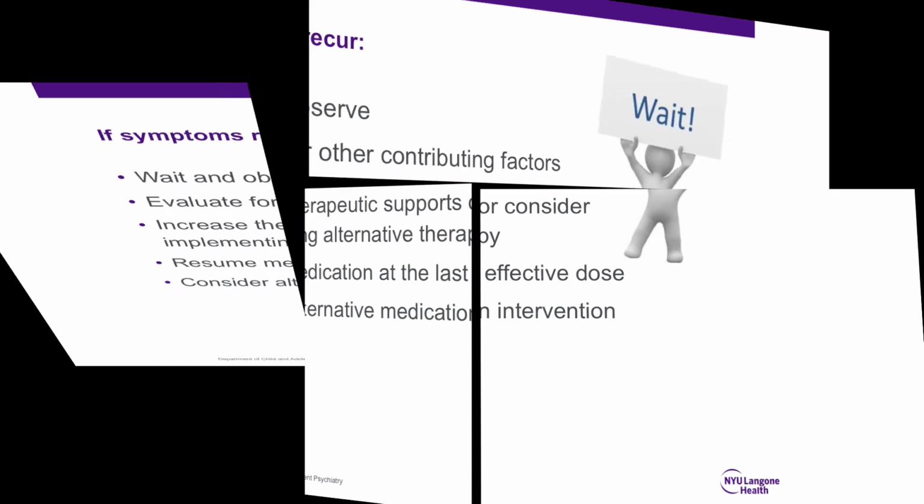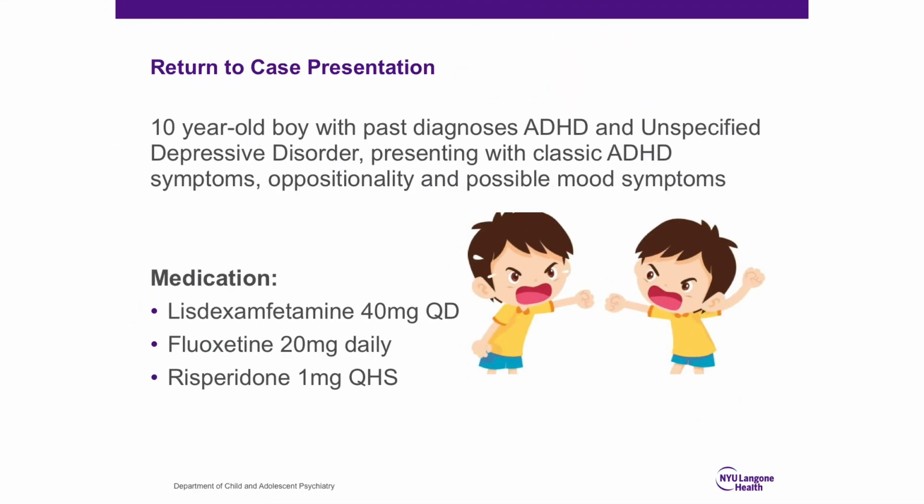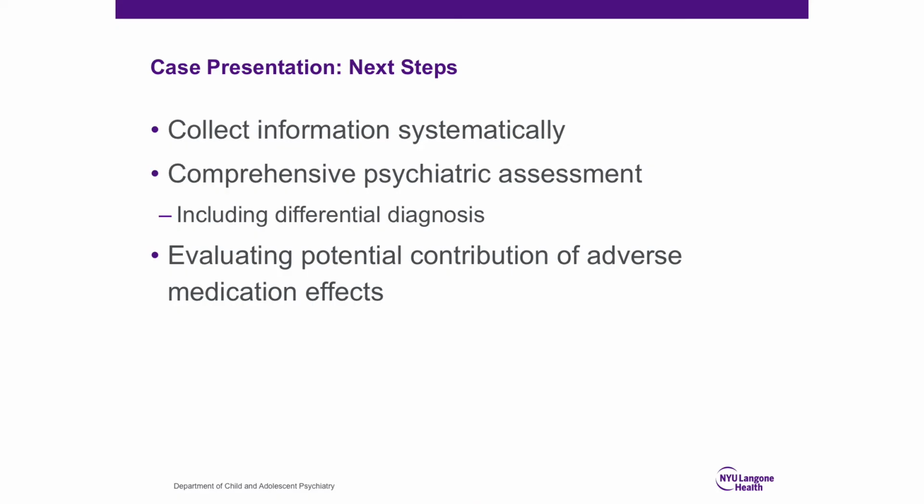So returning to our case, in summary: a 10-year-old boy with past diagnoses of ADHD and unspecified depressive disorder, presenting with pretty classic ADHD symptoms, some oppositionality and possible mood symptoms, with the medications listed again. In thinking back to how we proceed with de-prescribing, these are some of the steps that came to mind for me: collect some information systematically, apply some standardized rating scales, think a little bit more about the differential diagnosis, and look into the potential of adverse medication effects.